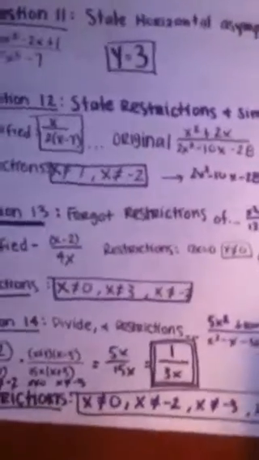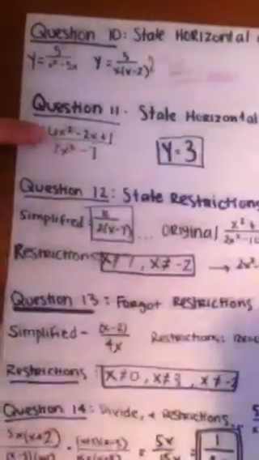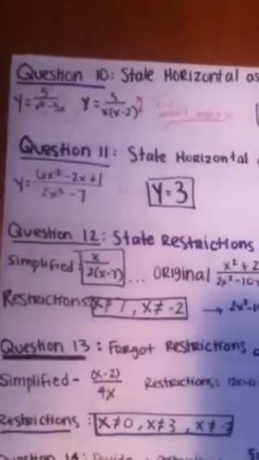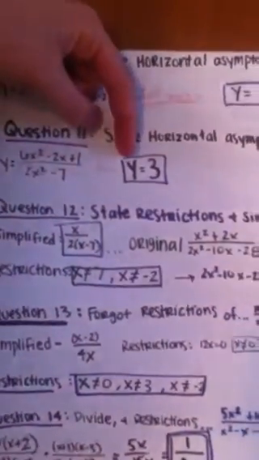Question number 11 is the same kind of problem. You have the x squared terms that are alike, and so then you have 6x squared and 2x squared, and so you have 6 over 2 is equal to 3, so your horizontal asymptote is y is equal to 3.